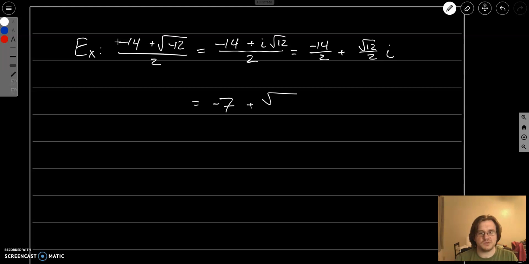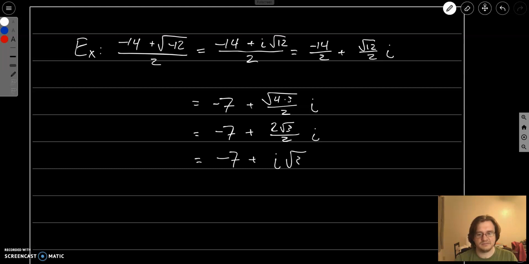Well, square root of 12, 12 is 3 times 4. So I can pull the 4 out and write this as 2 times the square root of 3 divided by 2 times i. And 2's cancel, so I have the square root of 3 times i. So again, real part and imaginary part. And I will stop there.